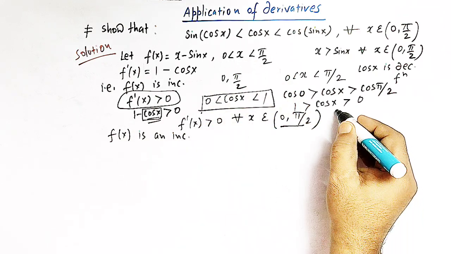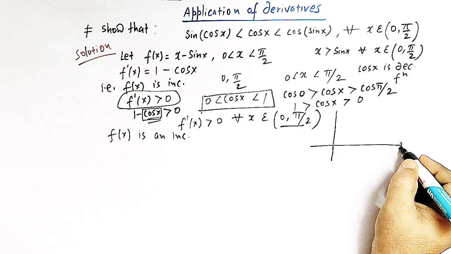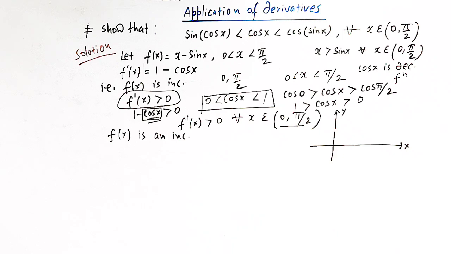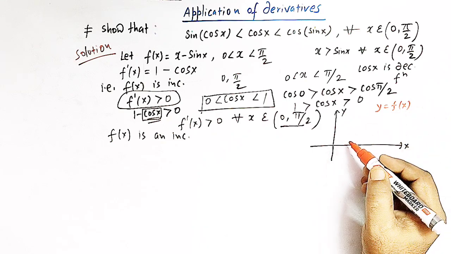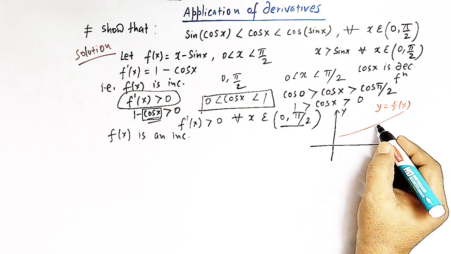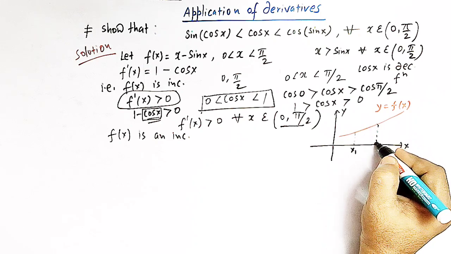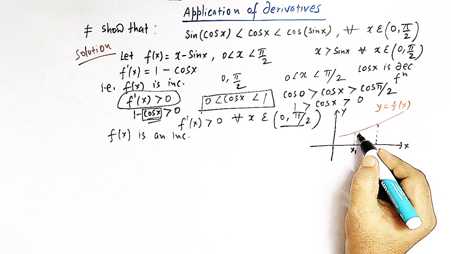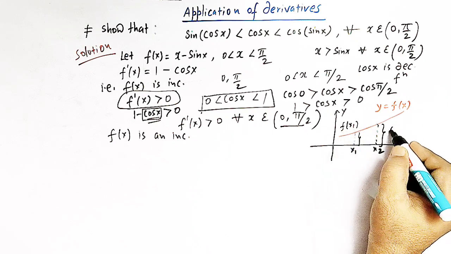Now let us quickly see the definition of a strictly increasing function. Here we have the x-axis, and here we have the y-axis. Now suppose a function y is equal to f of x is a strictly increasing function, then we can draw the graph like this. If we take 2 points on this curve, this point is x1 and this point is x2. So this distance is f of x1 and this distance is f of x2.